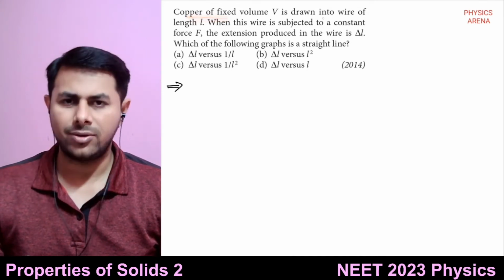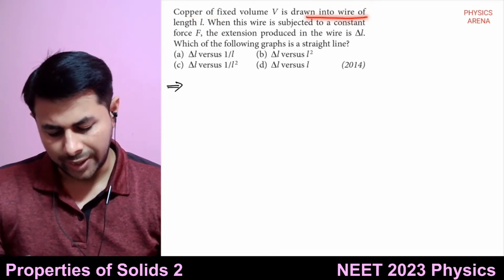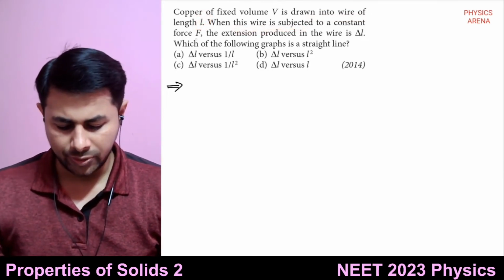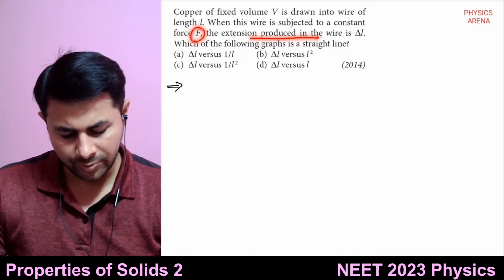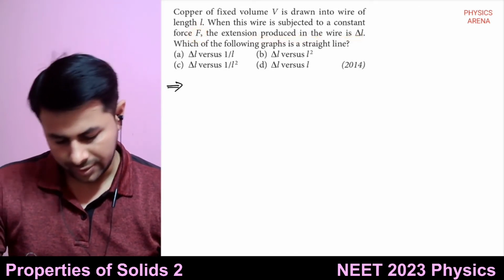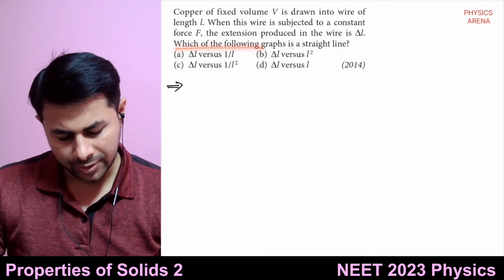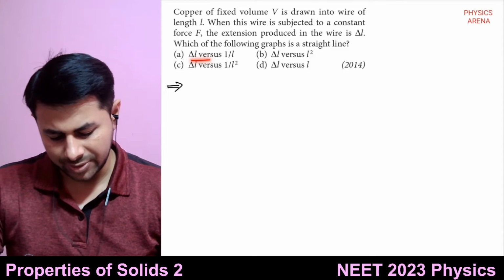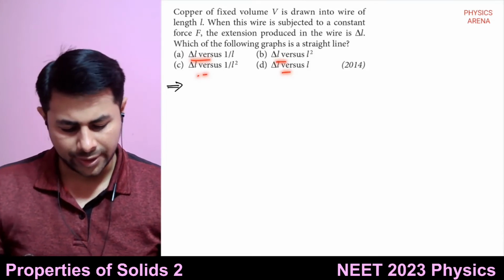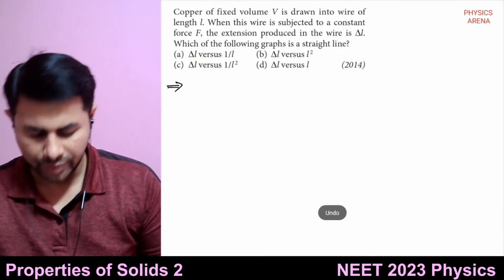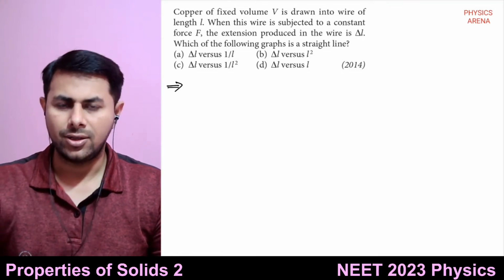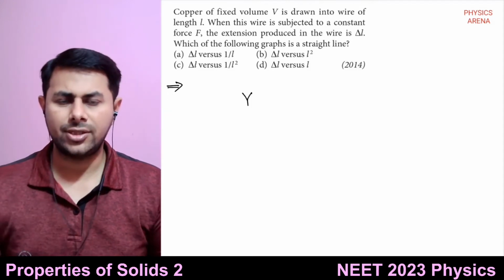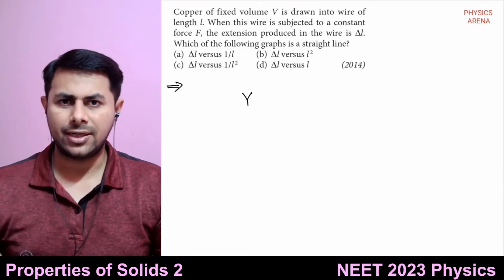Copper of fixed volume V is drawn into a wire of length L. When this wire is subjected to a constant force F, the extension produced in the wire is delta L. Which of the following graphs is a straight line? So we want to find out which of these graphs is a straight line. For a question based upon elasticity, always start from Young's modulus. You have some extension, some length, etc. We can start with Young's modulus.